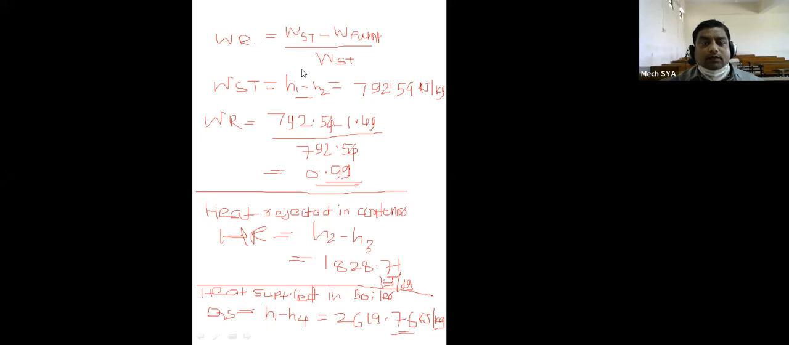SSC, we'll calculate on next page. SSC means what? Specific steam consumption, and is equal to 3600 divided by W net. W net is equal to steam turbine work minus W pump. So next page we're going to calculate.